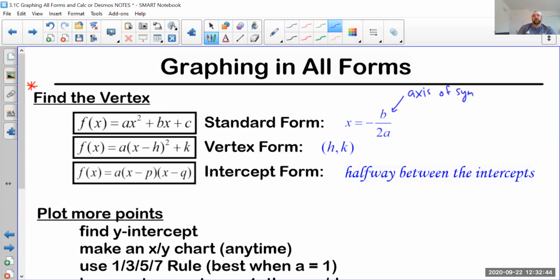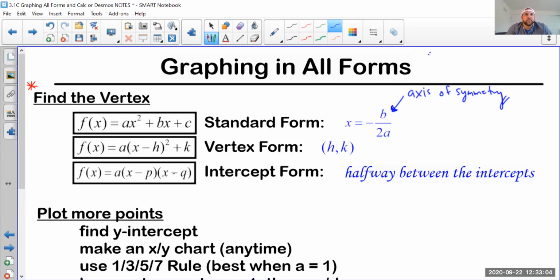And then we plug that in to find the y value of our vertex. Okay, so if we're trying to find the vertex and it's in standard form, that's where we're using our negative b over 2a. Vertex form is the easiest one because it gives us the vertex, hk.